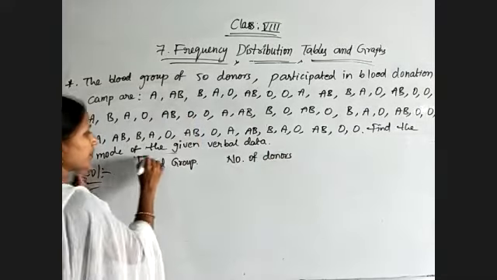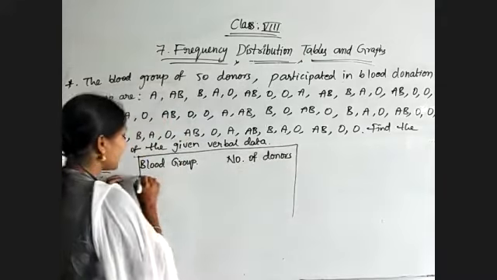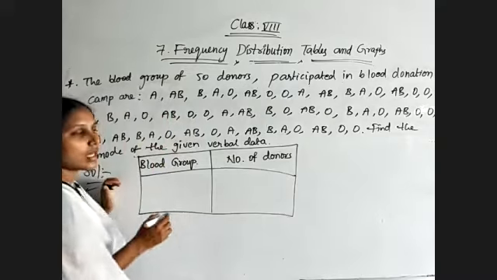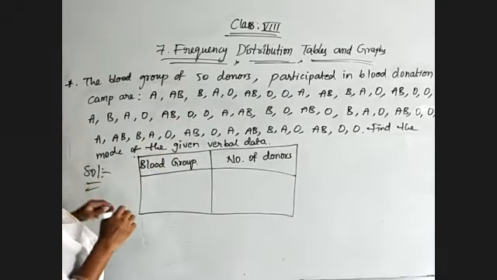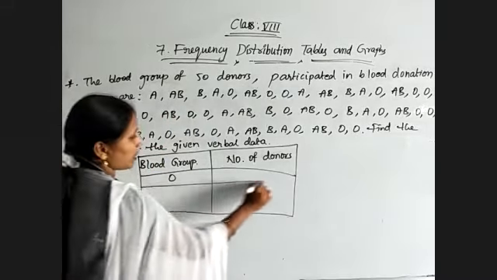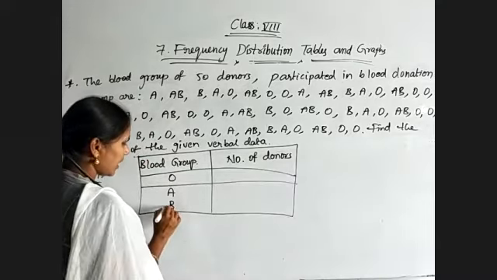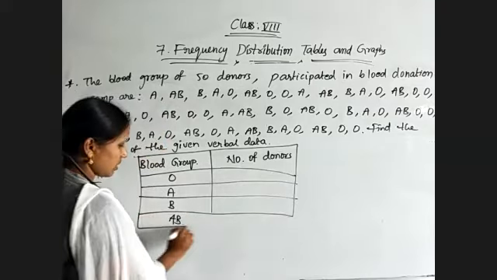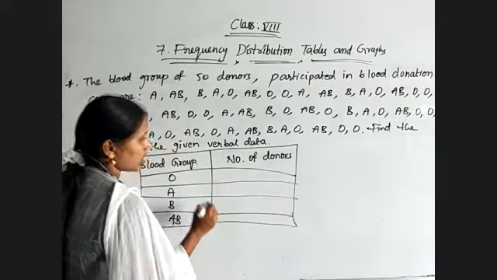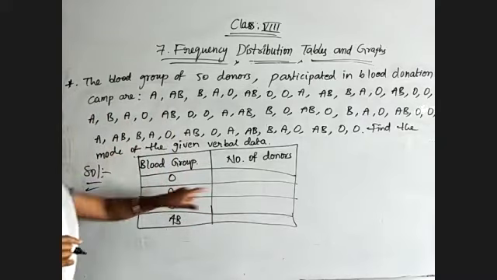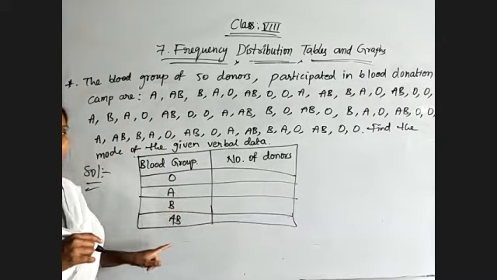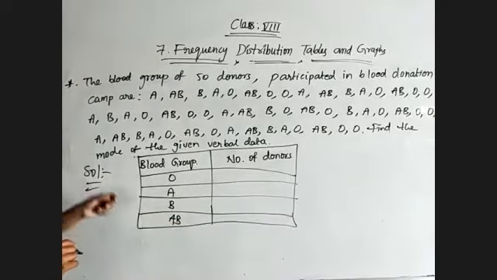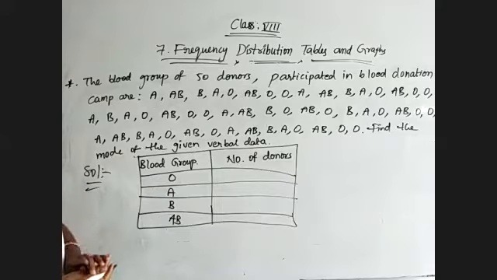See why I am preparing a table: to decide easily, so no need to write all things again. To avoid that, I am preparing a table. So here blood groups O, A, B and AB. That's all, 4 blood groups. How many donors are there? Total 50 donors. So after getting the number for separate blood groups, we must get a total of 50 only. We will see blood group O, how many people donated.